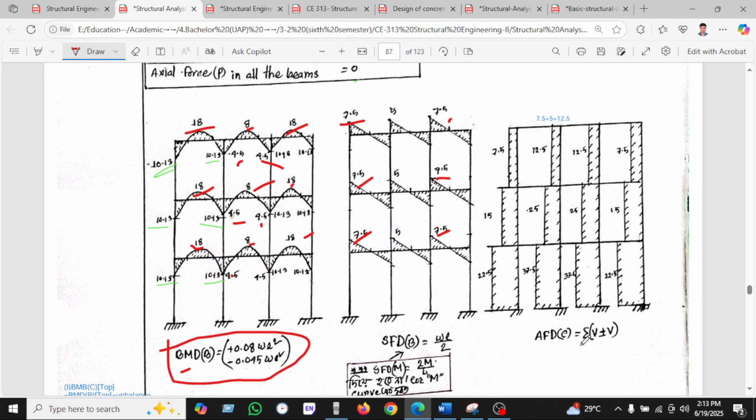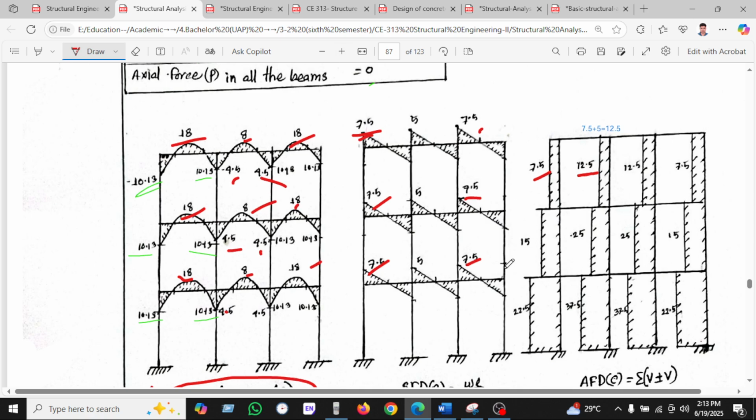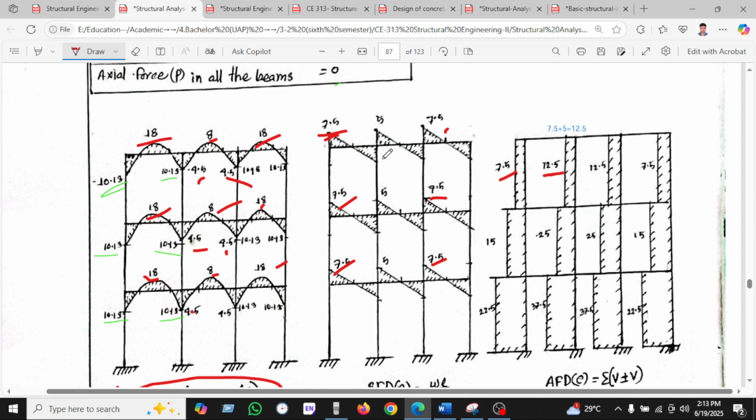So how will we get the axial force? This is the 7, this is the 7, and this is the 7. How will we get this 12.5? This is 7, that means this is also 7. 7 plus 5 will be acting here. 7 plus 5 will be 12.5.